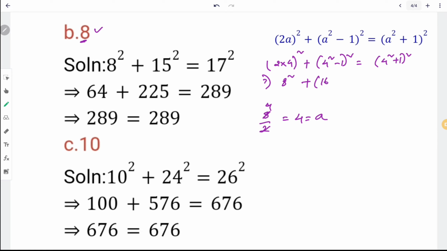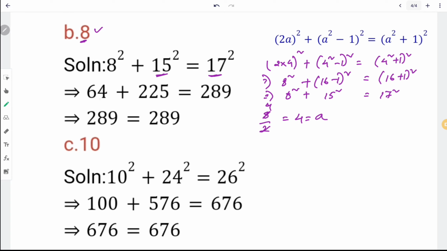4 square is how much? 16. Then minus 1 the whole square. 4 square is how much? 16 plus 1 the whole square. Then 8 square. 16 minus 1 we're going to get here 15 square. 16 plus 1 we're going to get 17 square. So you can see here 15 square, 17 square. Those are the other two numbers.